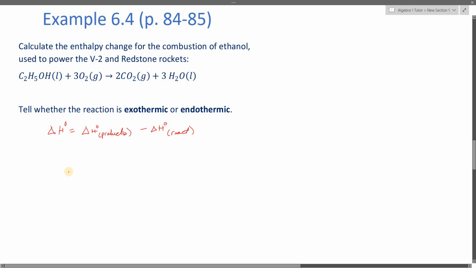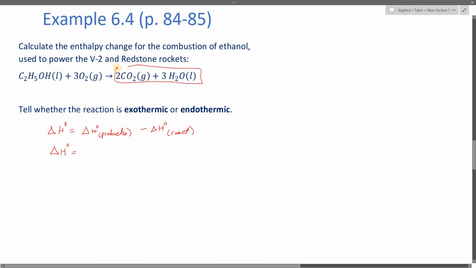Okay, so that's what we have. The standard enthalpy of this problem is going to be the standard enthalpy of the products minus the standard enthalpy of the reactants. So we're going to set up delta H standard is equal to, and we're going to consider just the products.